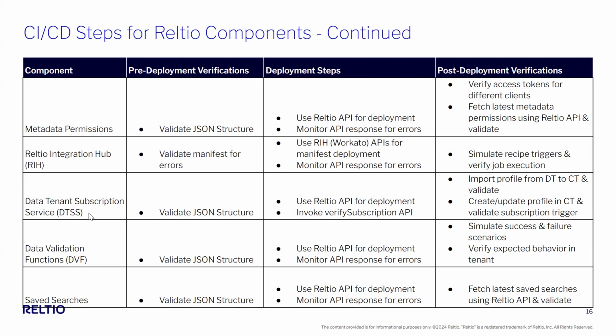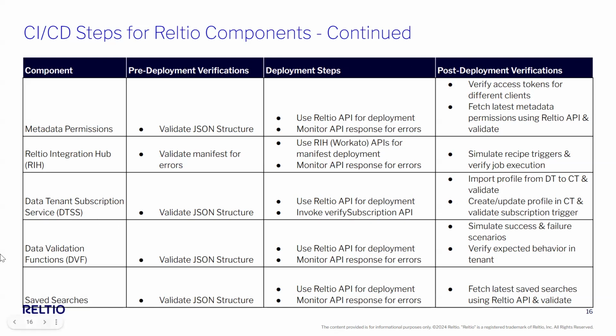For DTSS, it's again a JSON-based configuration where you can validate the JSON structure for pre-deployment. You can do more, but it's just indicative. You can use the Reltio API for deployment, and you can also invoke the verify subscription API once the deployment is done to make sure everything is deployed correctly. In terms of post-deployment verification, you can import a profile from DT to CT and validate if everything is working fine. You can also create a profile in CT and validate the subscription trigger. All that can be done as post-deployment verification for DTSS.